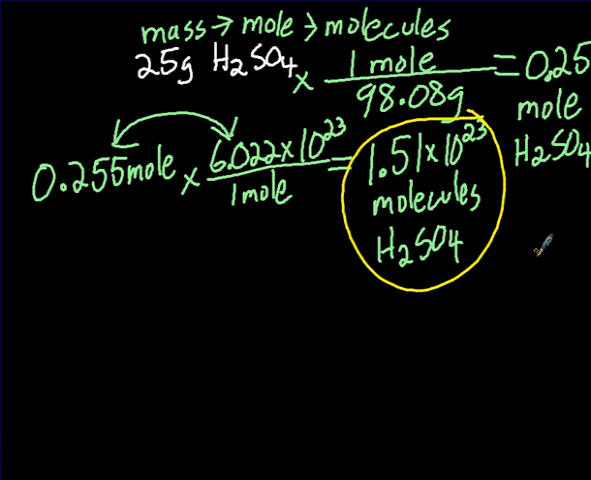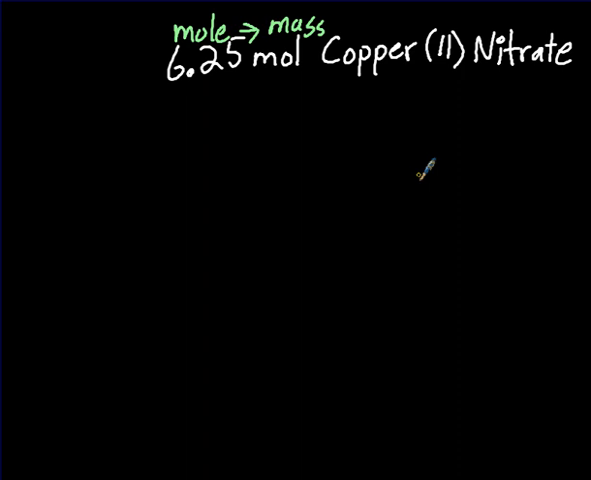Last one. This problem, they said 6.25 moles of copper nitrate. So we're doing the opposite of what we've been doing. We're going now from moles to mass. And this is really not that bad. These are pretty easy problems. This might trip you up a little bit because you might think, why didn't they give me the formula? But again, it's not that bad.